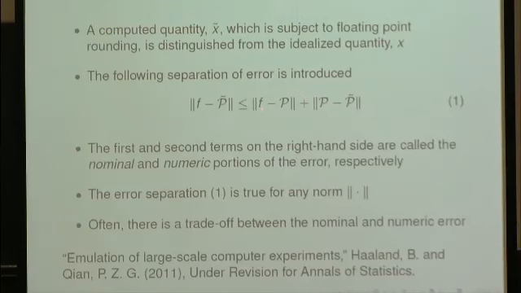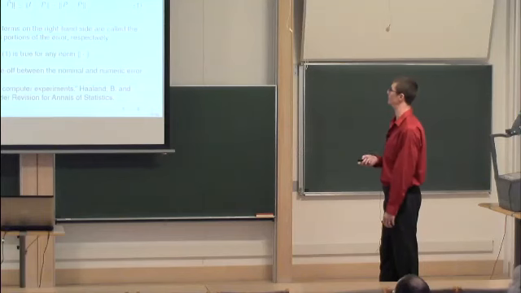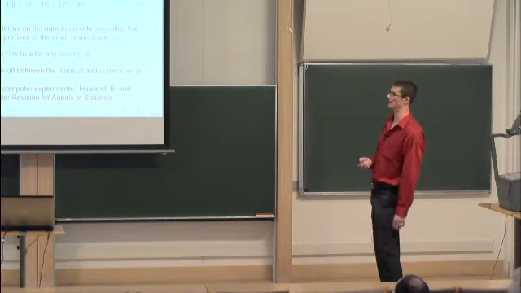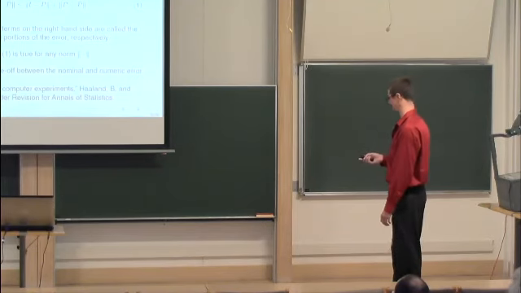A lot of what one sees is stuff relating to this nominal error. There are some results out there. But in a lot of problems, the numeric error is the thing in the driver's seat. So I'll develop some bounds on that. And this is true for any norm. We could be looking at absolute values, L2 norms, native space norms, whatever.